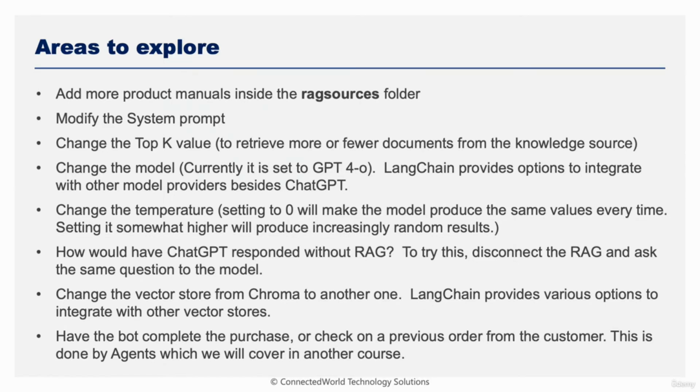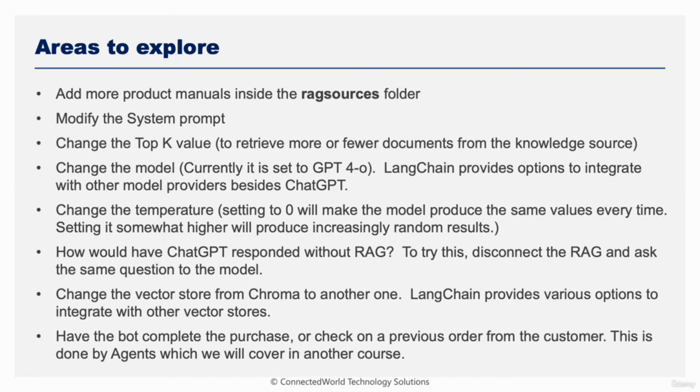We could change the model. In this case, we have the model set to GPT-4o, and there are newer models coming up all the time, and LangChain provides options to integrate with other model providers as well besides ChatGPT. We can change the temperature setting. Setting the temperature to 0 will make the model produce the same values every time, and setting it somewhat higher will produce increasingly random results.